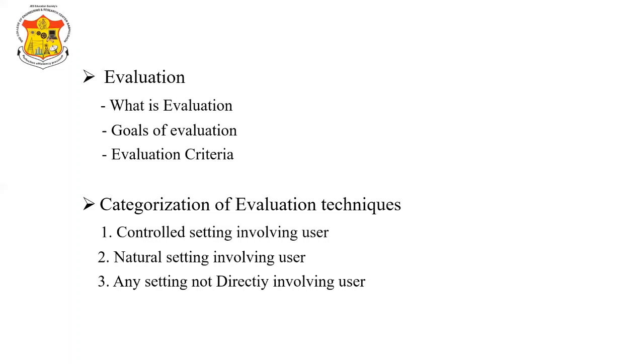Next, there is the categorization of evaluation techniques. Depending on the setting, user participation, and control level, evaluation is classified into three large categories. The first is a controlled setting involving users. Second, a natural setting involving users. And third is any setting not directly involving users.